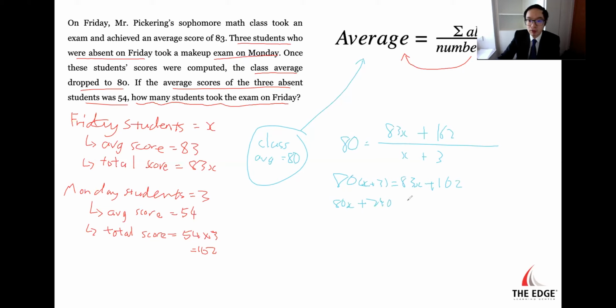Let me make this a bit neater: 83x plus 162. Then that will give us 3x equals... let's see, that should be 78. My math doesn't fail me. Yep, 78. From there, we just divide both sides by 3, and that should give us 26. Let's do a quick check to make sure I'm right. 78 divided by 3. Yep, that is 26. So that's our final answer.